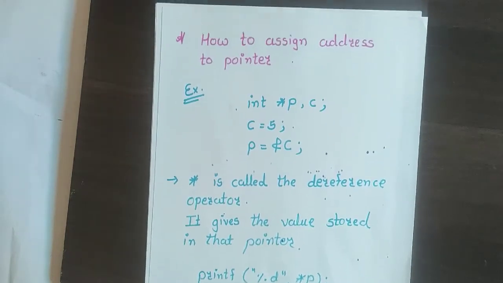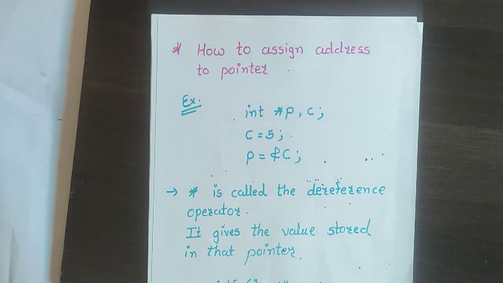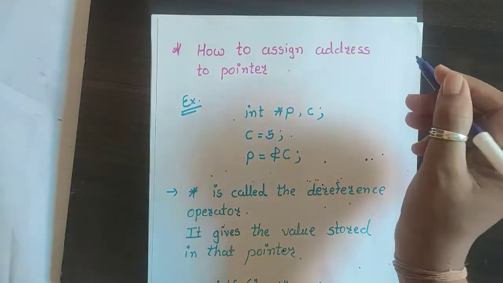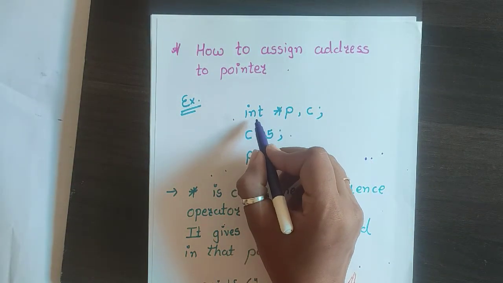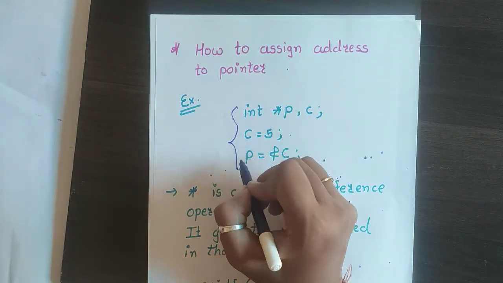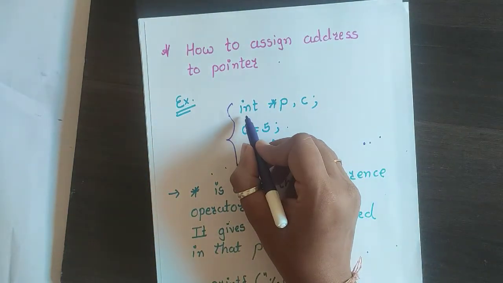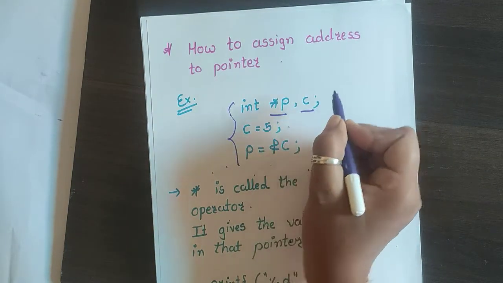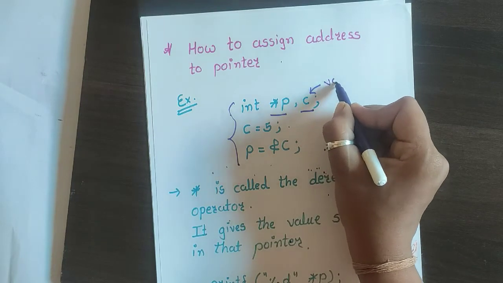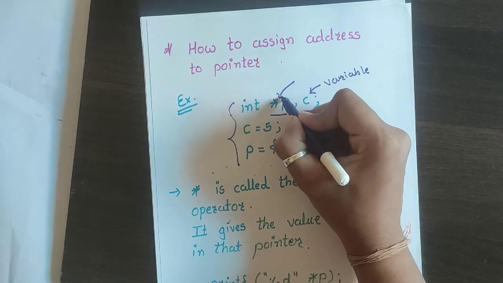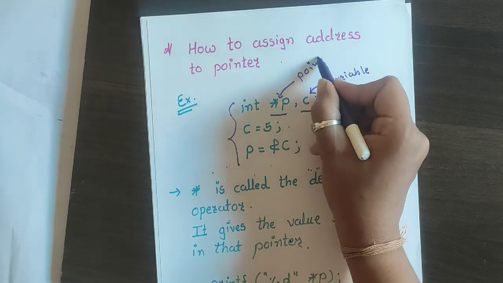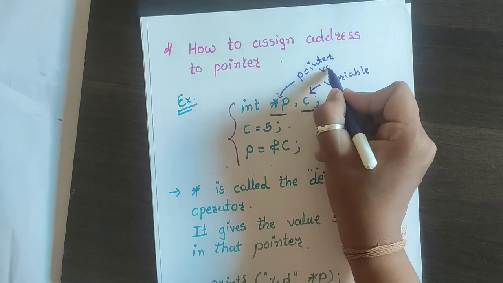Now how to assign an address to a pointer? Previously we have seen just the declaration. Now how to assign it? For assignment, first we need to declare, and this should be in my void main. So I am declaring two variables. One is my normal variable and this is my pointer variable.